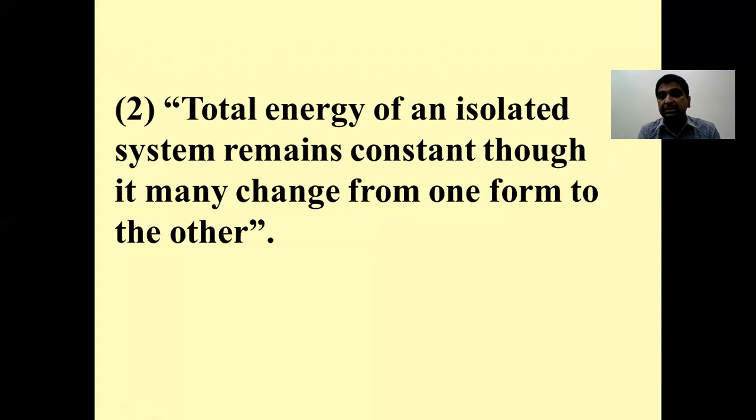Now the second alternative statement for the first law of thermodynamics is that the total energy of an isolated system remains constant, though it may change from one form to another form. Now, what is this isolated system? An isolated system is a system which can neither exchange energy nor matter with its surroundings. Such a type of system is called an isolated system.